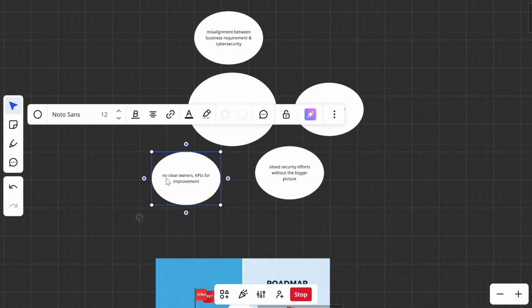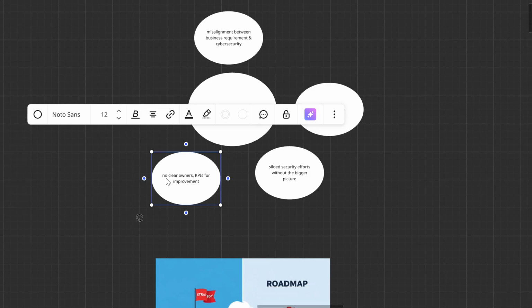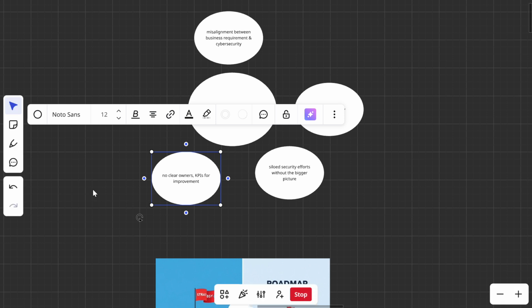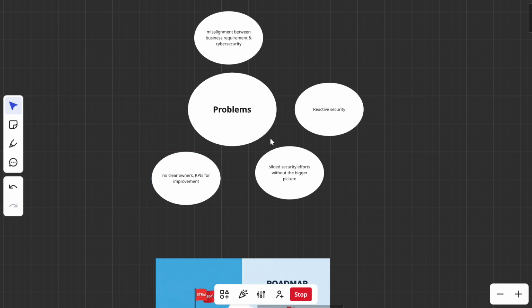The world changes, the business changes. So there needs to be some KPIs. There needs to be some reporting, and that's why you have that. These are the problems strategy is trying to address.